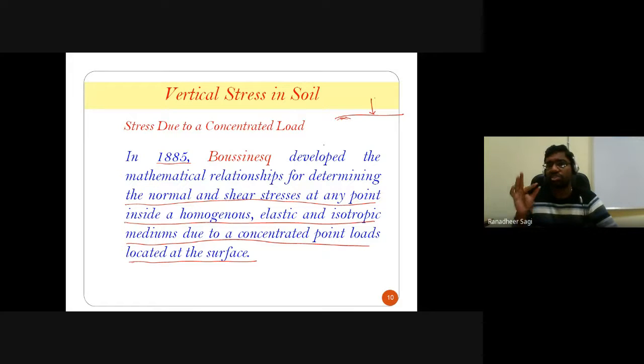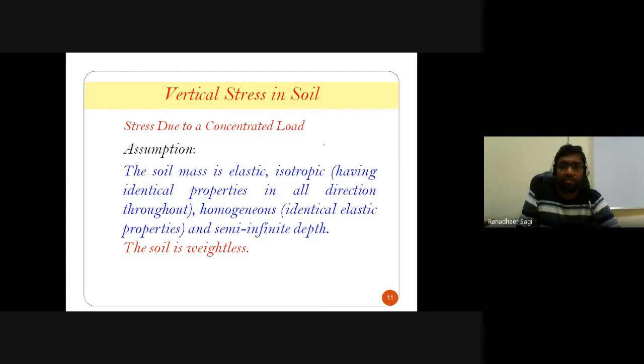For that soil, which is assumed to be homogeneous, isotropic, and within the elastic limit, Boussinesq went on to develop the relations for estimating the normal and shear stresses developed at a point in that medium. That's the basis we are going to be looking at. The assumptions he made in deriving that expression are, as I mentioned, that the material is homogeneous, isotropic, and elastic, and that it extends to a semi-infinite depth. So in the depth direction, the material extends to a semi-infinite distance.